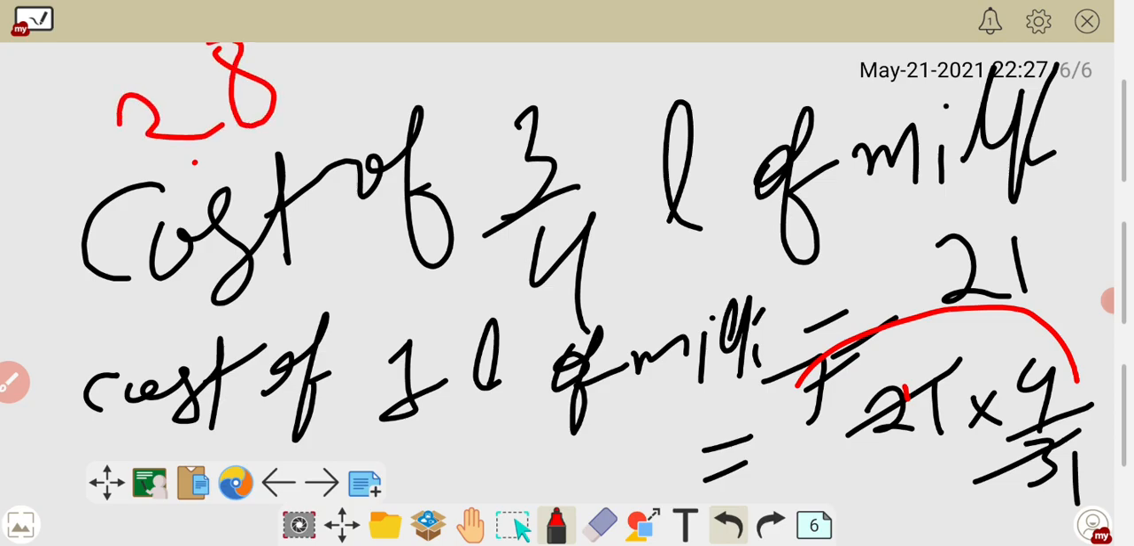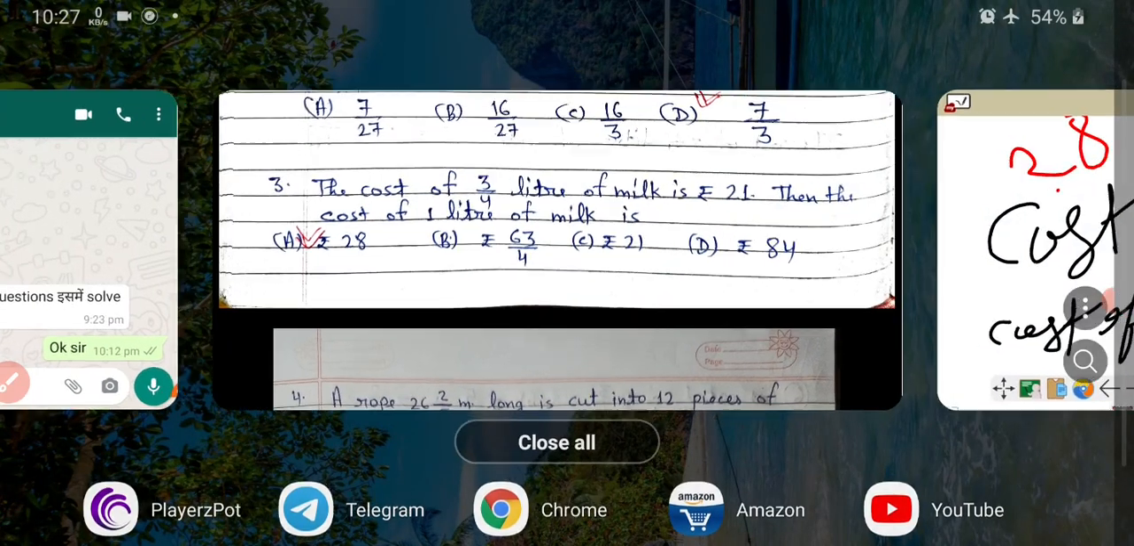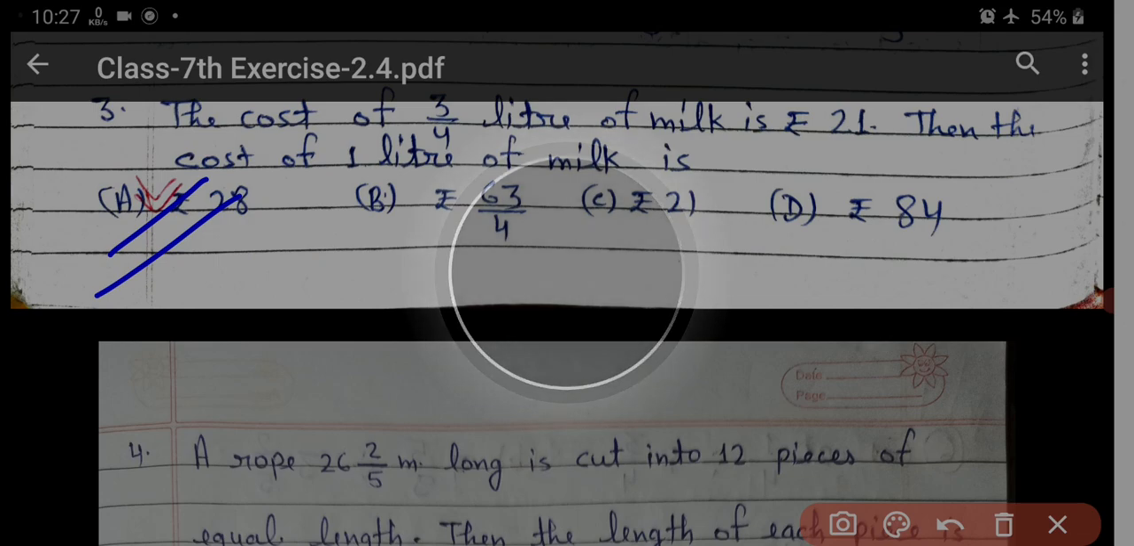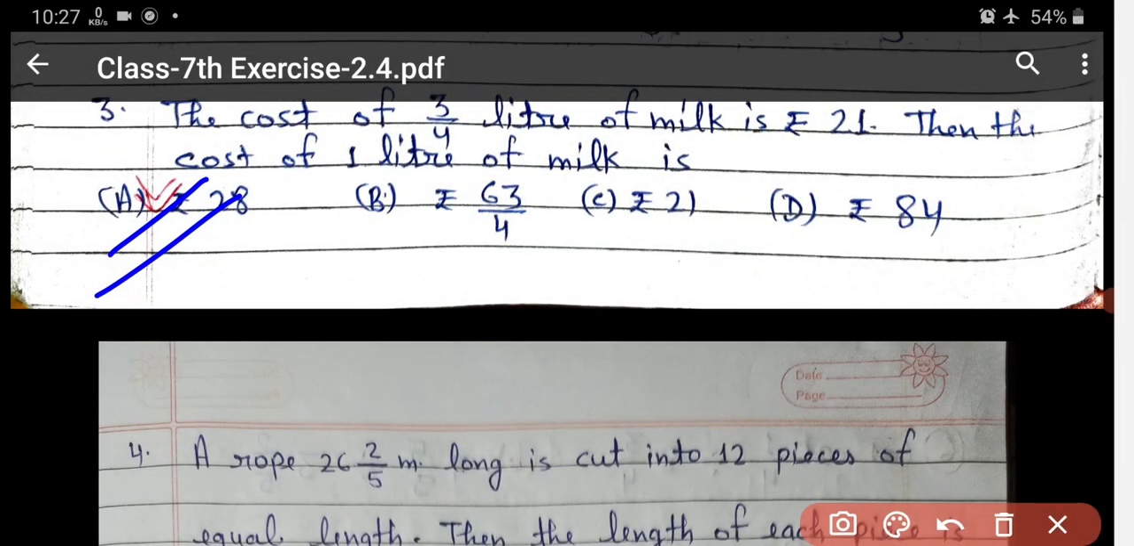So 28 is your correct answer. Just look at your notebook. 28 is there. Yes, 28 is there. So you have to tick on that 28. It is your correct answer. Once again I am telling.